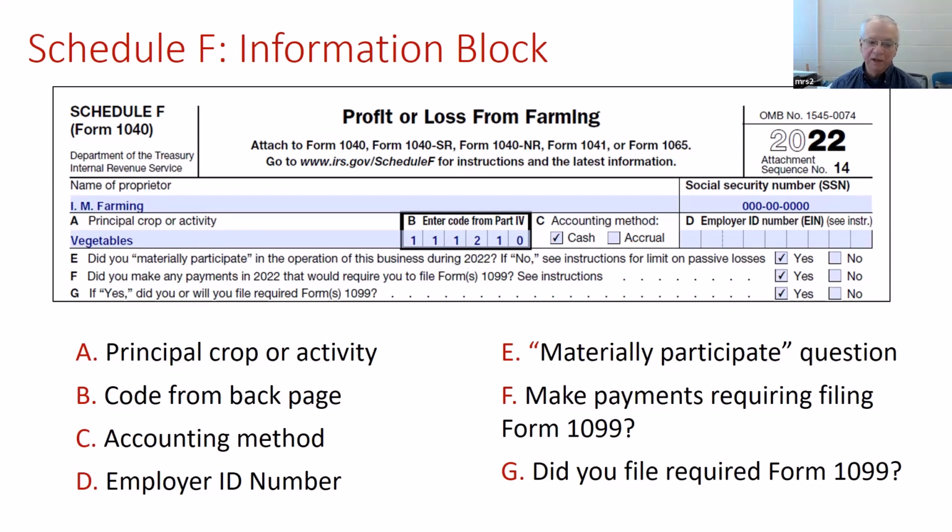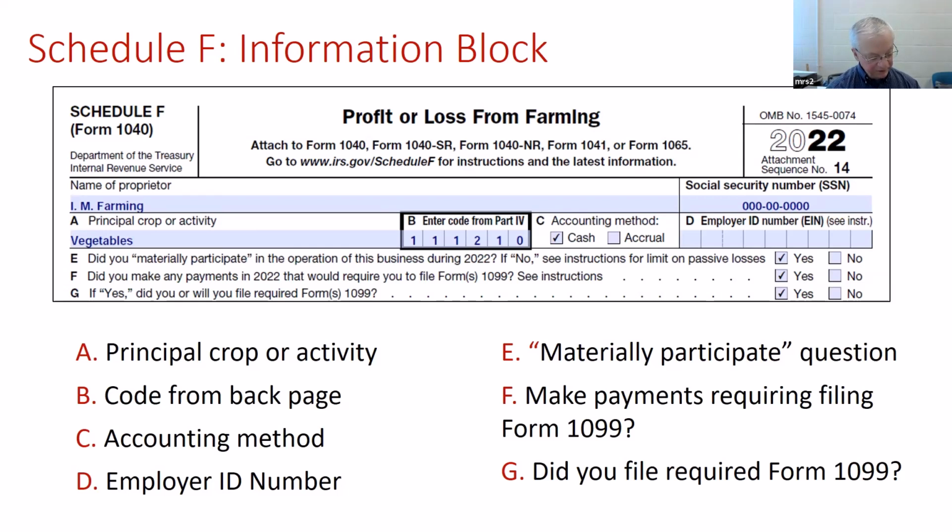D is the employer ID number. If you have a multi-owner type business, a partnership, or a multi-member LLC, or if you hire employees, you'll need to get an employer ID number, an EIN. And that's fairly easy to get. You can either do it online or you can actually file a Form SS4. And the information on how you do that is on the IRS site.